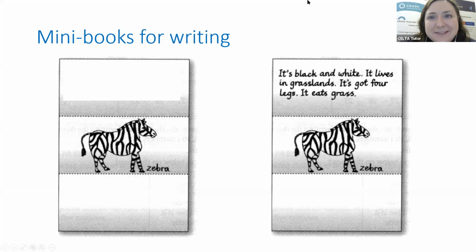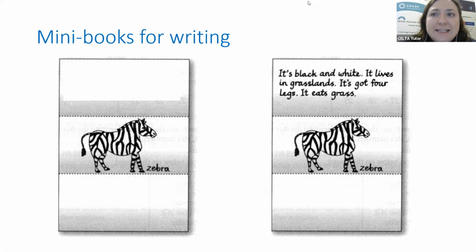I would want my students to write down some facts or some descriptions or something else, or maybe some collocations with this word. It depends on the language. But here, for example, it's black and white. It lives in grasslands. It's got 4 legs. It eats grass. So this is the description that students of the first year can produce by the end of the year.